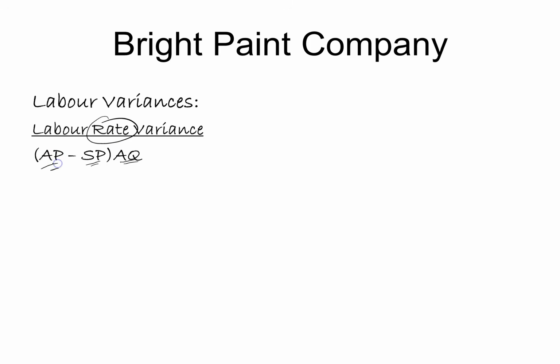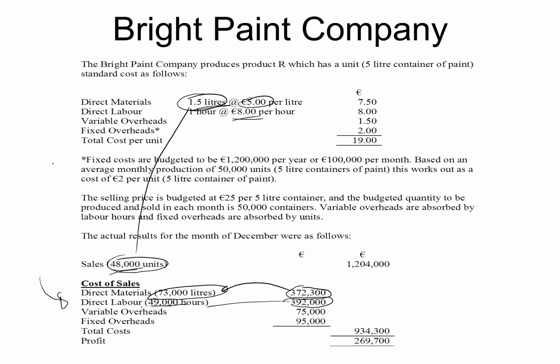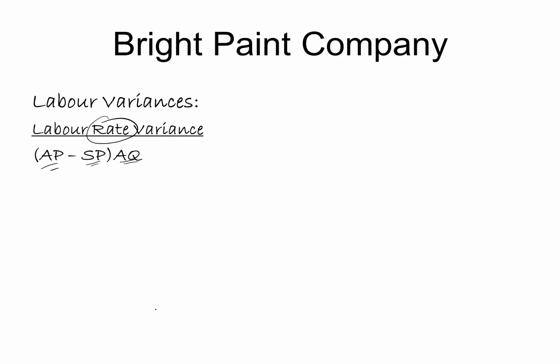And I need to work out the actual price as well. So I'm going to go back to the question and have a look at this. Moving back here, I have the standard price, €8. The actual price I have to work out: €392,000 paid for 49,000 hours, and the actual number of hours, 49,000. So the thing I need here is the actual price, how much was actually paid. If I pop that in there, we can see that works out at €8. This is a bit unusual, because we have an actual price of €8 and a standard price of €8, so we have a nil variance.